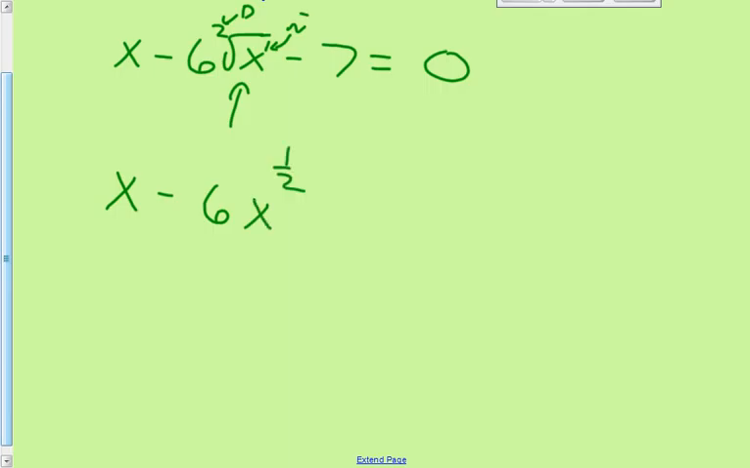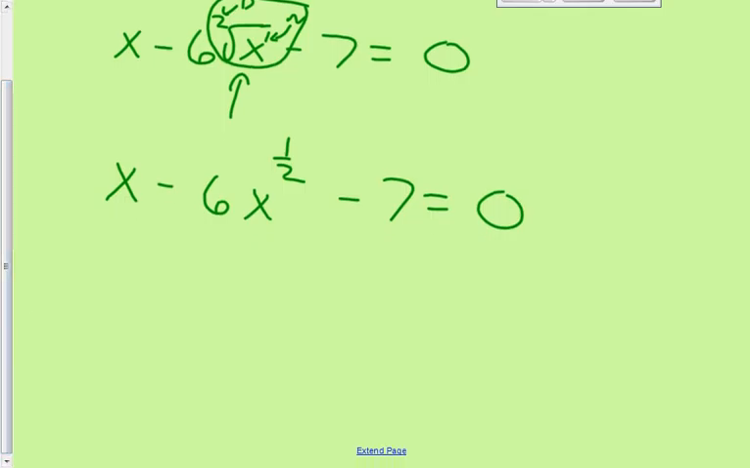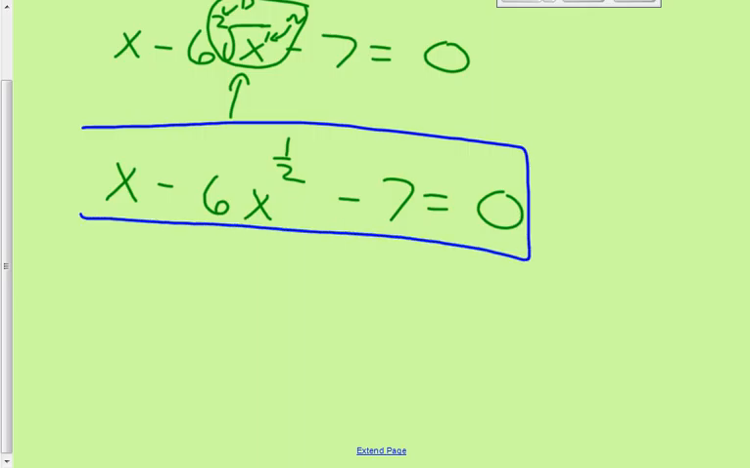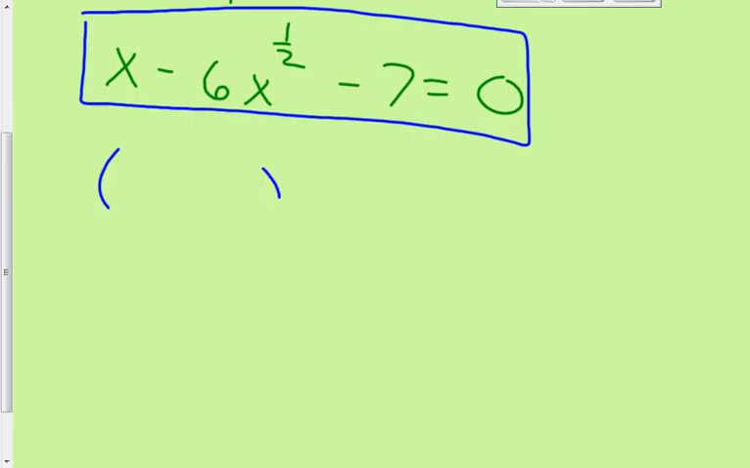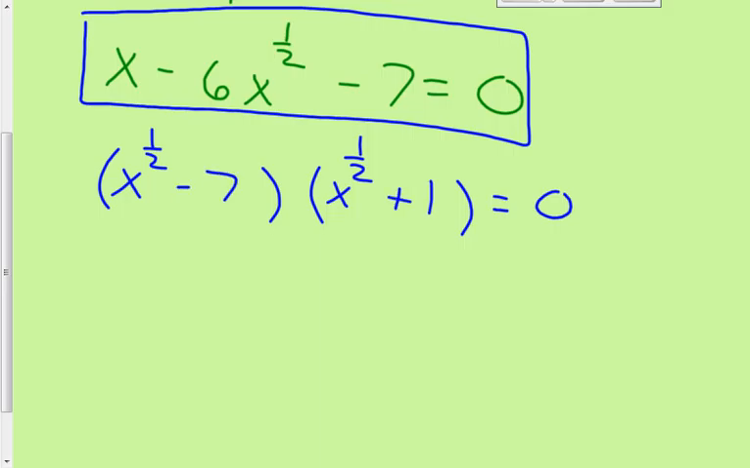Does everyone understand what I did here? I took this square root x, and I made it into x raised to the 1/2. Subtract 7, that equals 0. Now we're more familiar with this part, so we can now factor this. Form two different parentheses. It's going to be x raised to the 1/2 times x raised to the 1/2. Factors of a -7, that gets you a -6, would be a -7 and a +1.